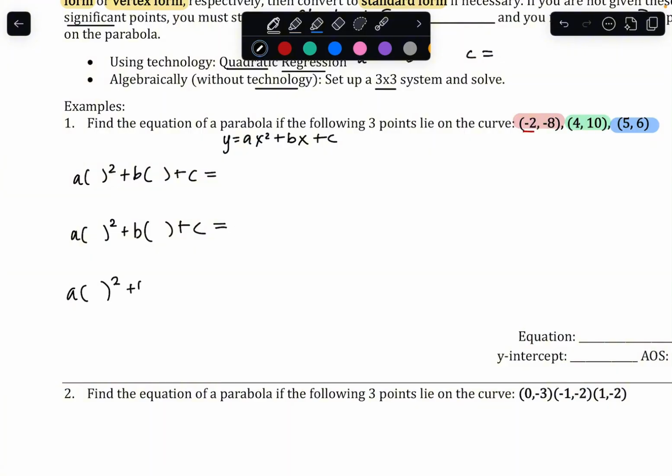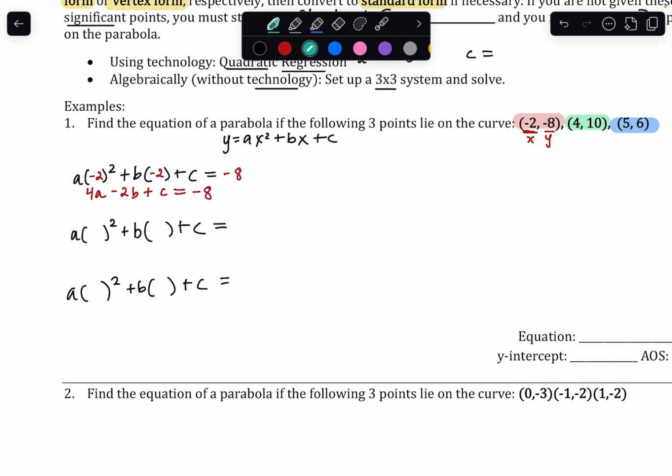Ax squared plus bx plus c equals y. Okay, and so here my x is -2 and my y is -8. So both x's are -2, and the y is -8. When I simplify this, -2 squared is 4, and so that gives me 4a, -2 times b is -2b, plus c equals -8. We have that plus c in every equation.